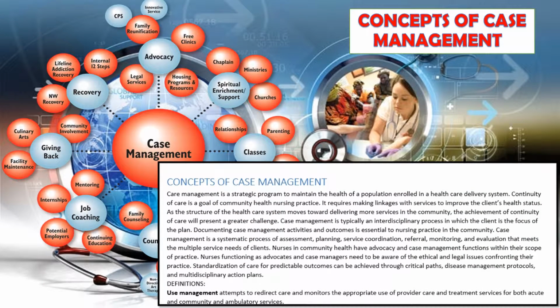We're going to discuss more about what a nurse does as far as care management or case management. Care management is a strategic program to maintain the health of a population enrolled in a healthcare system. Continuity of care is a goal of community health nursing practice. We know that it requires making linkages between services to improve the client's health status. As the structure of the healthcare system moves towards delivering more community health services, continuity of care is going to be a greater challenge.